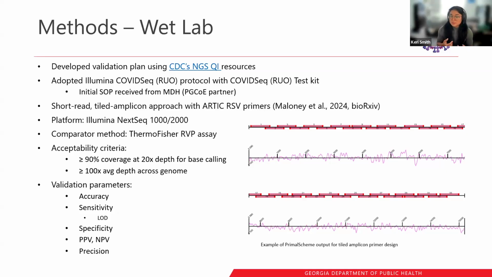For our acceptability criteria, what would be considered a passing result would be the consensus sequence having at least 90% coverage at 20x depth for base calling, and at least 100x average depth across the entire genome. For the validation parameters, we're calculating accuracy, sensitivity, limit of detection, specificity, positive predictive value, negative predictive value, as well as precision.